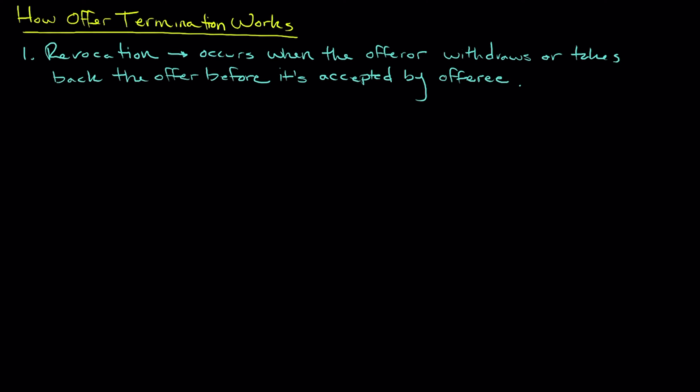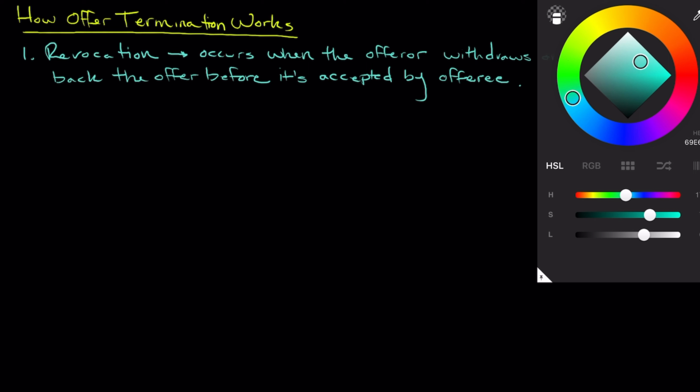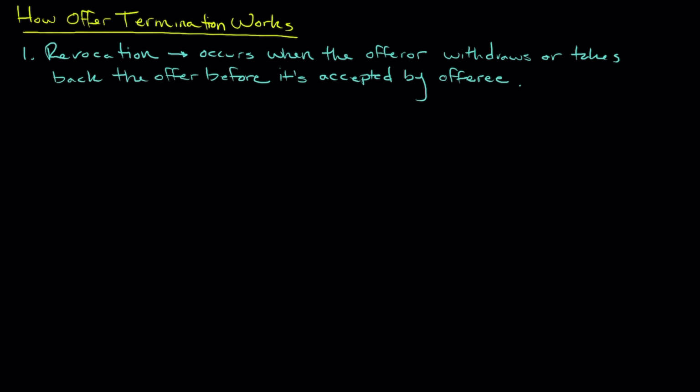Now, let me give you an example of what this might look like. Let's say that you're selling your car and you verbally offer it to a potential buyer for $10,000. However, before the buyer has a chance to accept the offer, you change your mind for whatever reason and inform them that you no longer wish to sell the car. In this case, the offer has been revoked and the potential buyer cannot accept it since they've already been notified.